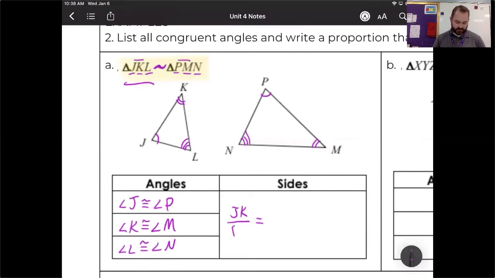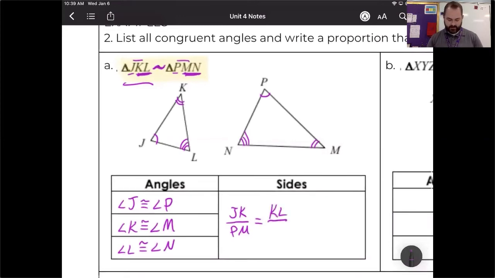That ratio, they're not equal. I'm not going to say they are congruent. I'm not going to mark them as congruent. But that ratio of JK to PM has to be equal to the ratio of all the other corresponding sides. So another pair of corresponding sides would be KL and MN. Since JK was on the top, KL must be on the top, and MN then has to be on the bottom. But there's a third pair of sides we can use. So I'm going to say equals another ratio. The third pair of sides would be JL and PN.